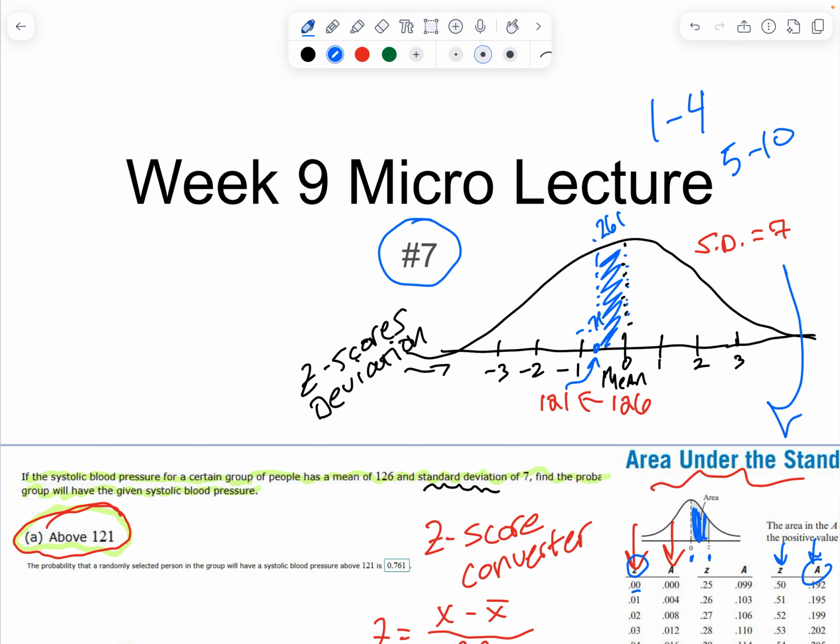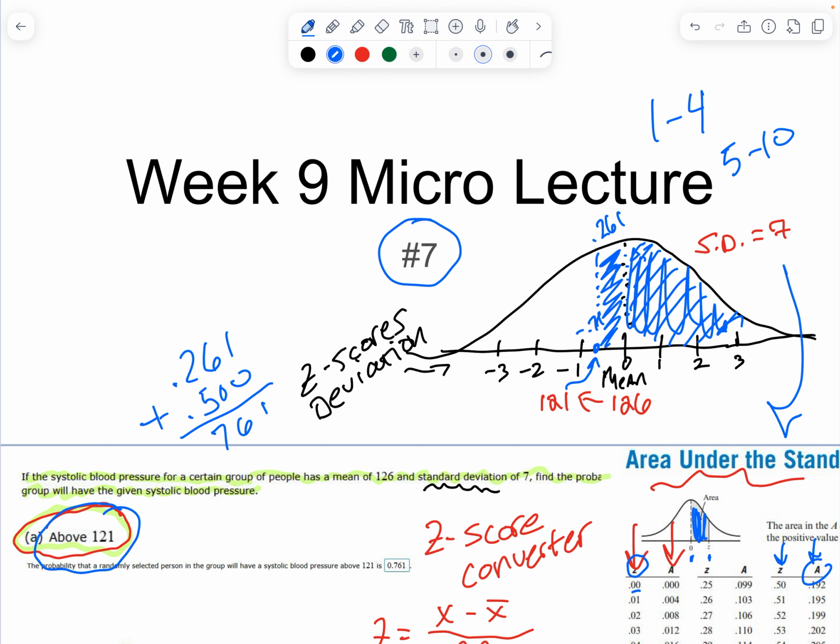Now, they want to know above 121, all right? So above 121 is this piece plus all of the rest of this piece. So we're going to need to add 0.261 plus, this is half, right? Half of 100% is 50%. So what we're saying is we have a 0.761 chance of selecting someone whose blood pressure is above 121.